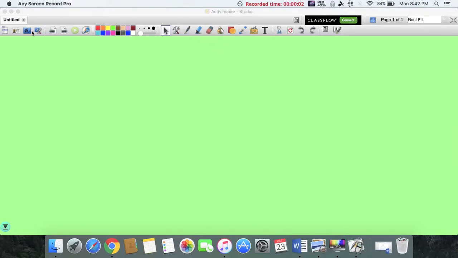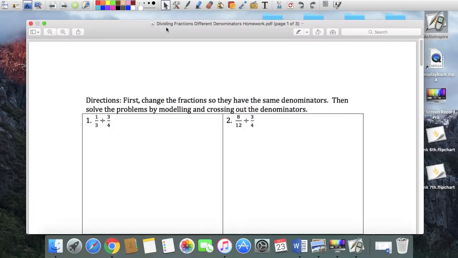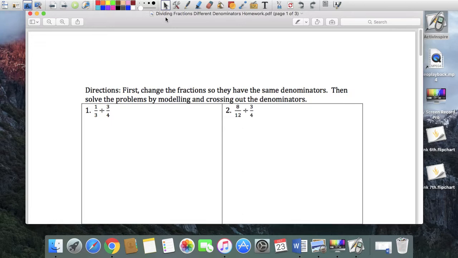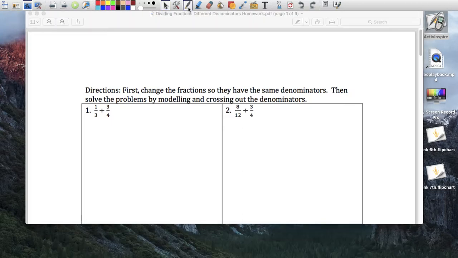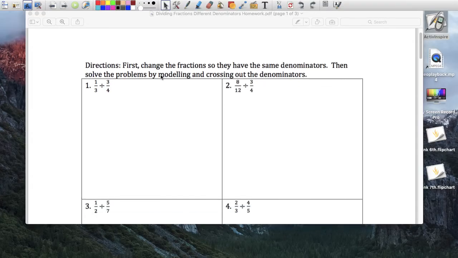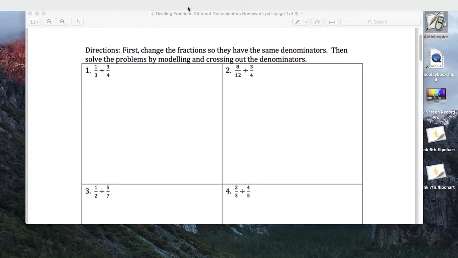Okay, let me get this started. So today we're dividing fractions with different denominators. Our goal is to get them to have the same denominators, so we're going to have to find the LCM.